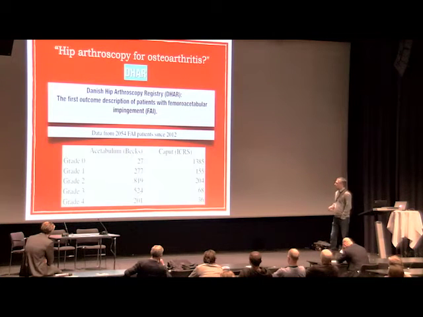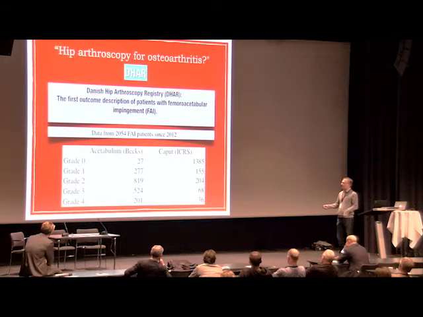And when we look inside the joint, we graded it on the acetabulum and on the head with the ICRS. In the acetabulum, there were only 27 patients with normal cartilage. When you look at grade 4 changes with bare bone, it's 200 patients on the acetabulum, and only 36 on the head.